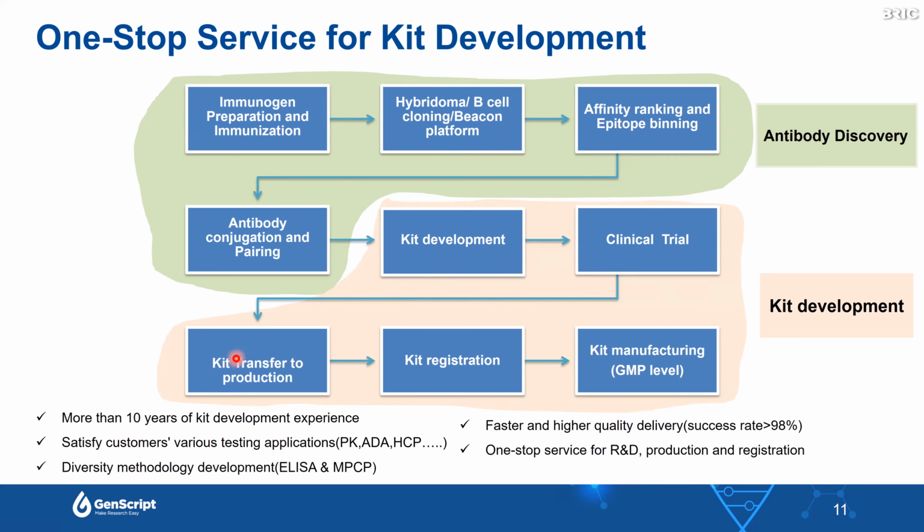And when the clinical trial data is certified, then we will transfer the kit development technique from our R&D site to the production site. After that, based on the kit registration requirements for the FDA standards or your government registration standard, we file the kit registration document. When the registration is approved, then we will start mass production of kit manufacturing at GMP level.